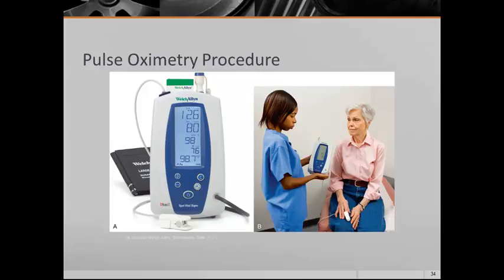Here is a picture of a pulse oximeter, and the 76 is a pulse, and as you can see here, the SpO2 is always recorded as a percentage, which is 98. And on the top we have the blood pressure, and on the bottom we have the temperature.